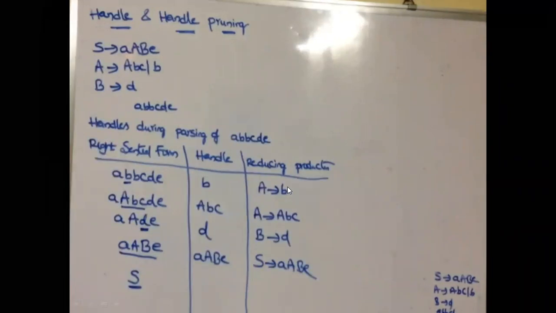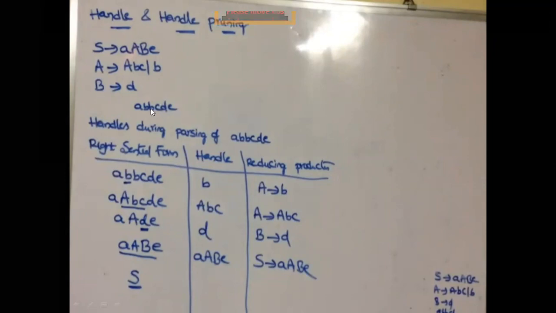So in this next example, we are taking handle and handle pruning. S is production with small a, capital B, or small e. And A is production with capital A, B, C, or B. And B is production with capital B, right? Then it is the given string.